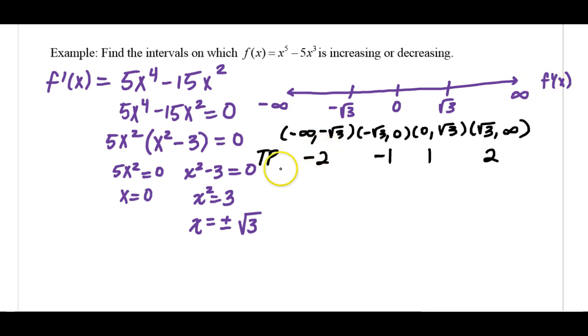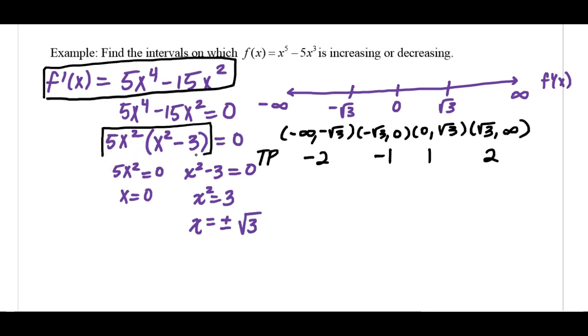So I need to plug the test points into the derivative function. So I need to plug the test points in here. Or the simplified version, I can plug them in here as well. This is the same function, just factored out 5x squared. So what I'm interested in, this next line of my little sign chart, is the sign of f prime of x.